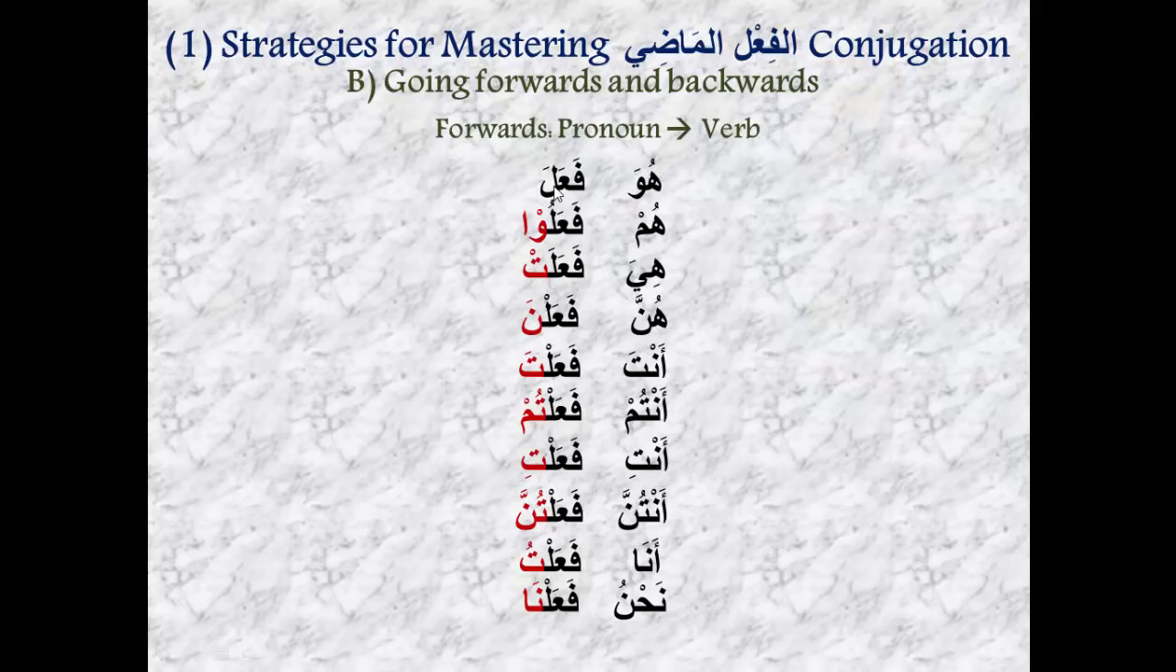Strategy number 2, going forwards and backwards. Here, what I would like you to do is to list out the pronouns in one column: huwa, hum, hiya, hunna, anta, etc. And then to the left, list out the associated conjugated verbs. So you would have huwa fa'ala, hum fa'alu, hiya fa'alat, hunna fa'alna, etc.